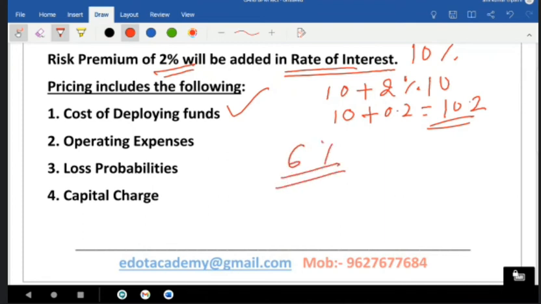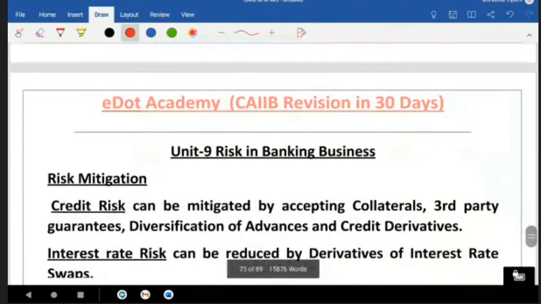Below this you cannot give credit. Like, below this interest you cannot give to somebody. Okay, operating expenses, because the bank is also operating. There are some expenditures: electricity charges, rent, you have to keep in mind. Loss probabilities: based on the risk rating you have to judge what the loss percentage is, and what the capital charges are. Because the bank is also maintaining some sort of capital for managing this credit, so you have to keep in mind the capital rate, that is called capital charges.